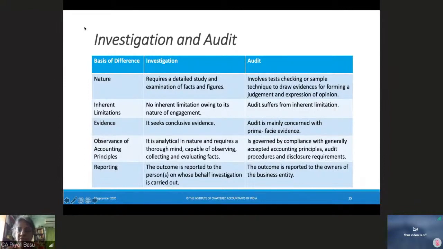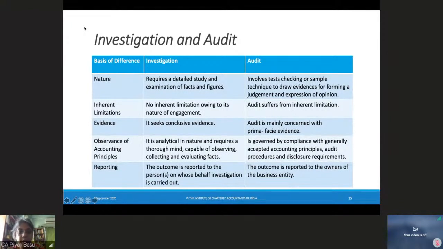Maybe one example where there is an inherent limitation is where it involves international boundaries, and we do not have such a diplomatic relationship with a foreign country, and probably the data that we need, or the people involved whom we need to bring back, are not accessible. So that could be an inherent limitation, but generally it is not. Evidence: it seeks conclusive evidence. Okay, we always seek conclusive evidence before we pass a judgment, and audit is based on prima facie evidence.